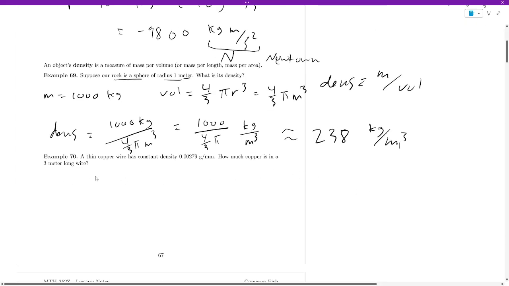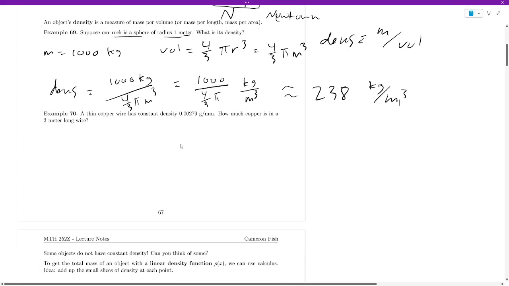Anyway, it's good to kind of think in those terms, right? If I had 3 of these cubic meter cube rocks set up, that'd be 600-something kilograms. Okay, so that's density. So let's look at this example first.